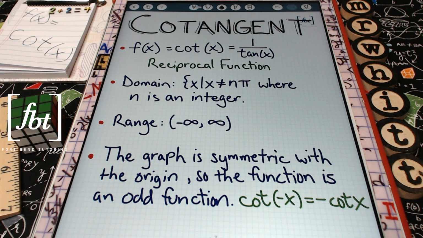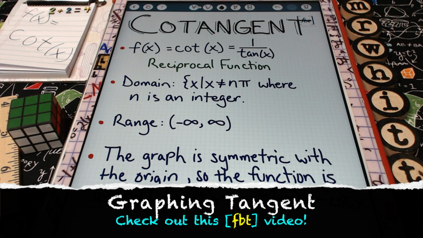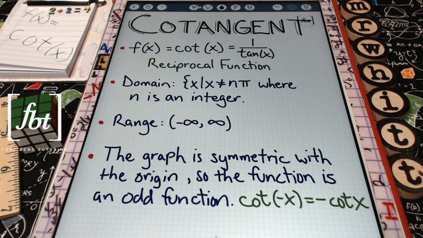With cotangent, f of x equals cotangent of x, this function equals 1 divided by tan of x. It is the reciprocal function of tangent, so make sure you check out our tangent video as far as graphing is concerned. Our domain for cotangent is x such that x cannot equal n times pi, where n is an integer. The range for cotangent is negative infinity to positive infinity, all real numbers. The graph is symmetric with the origin, so the function is an odd function. Therefore, cotangent of negative x is equivalent to the opposite of cotangent of x. Good stuff to know.